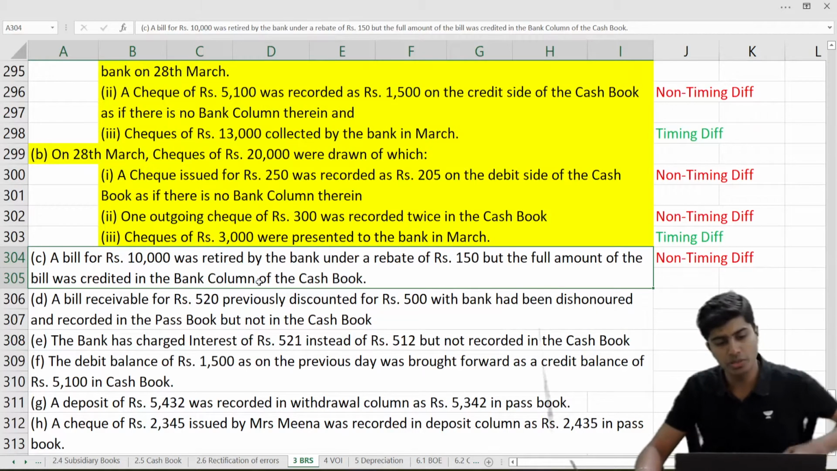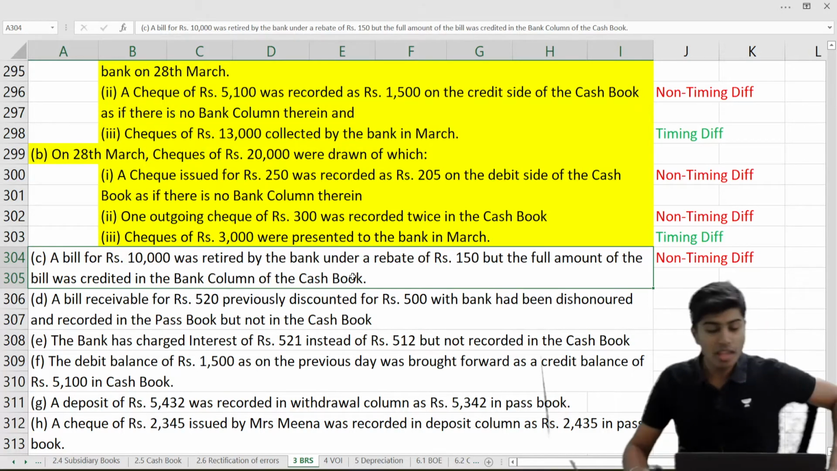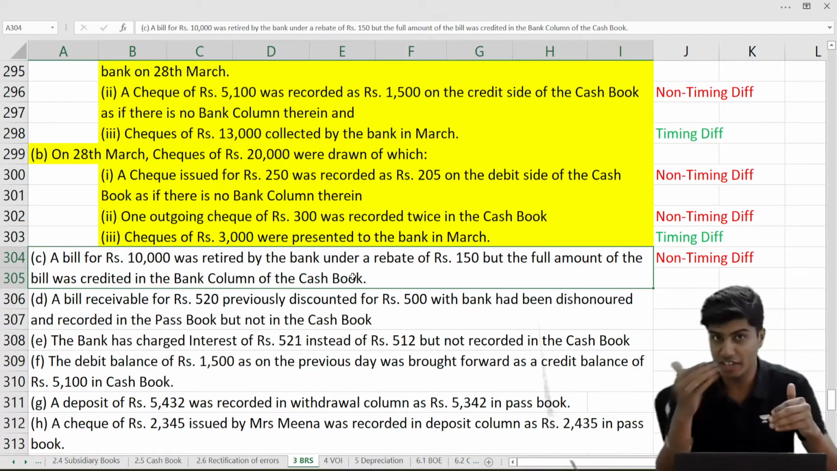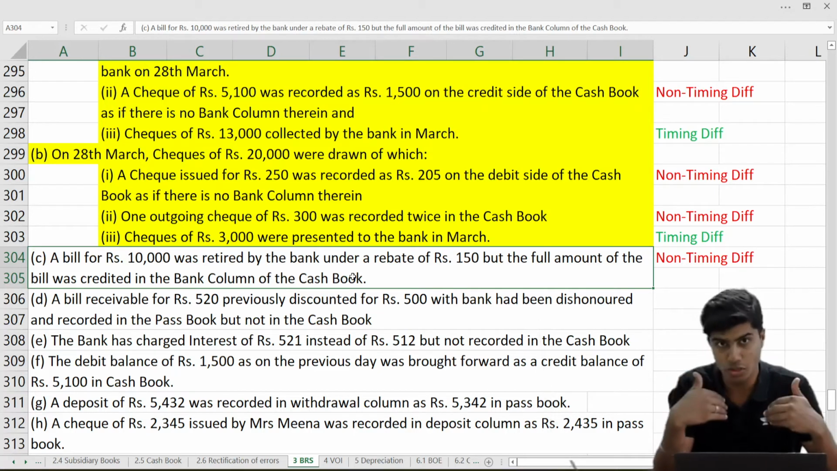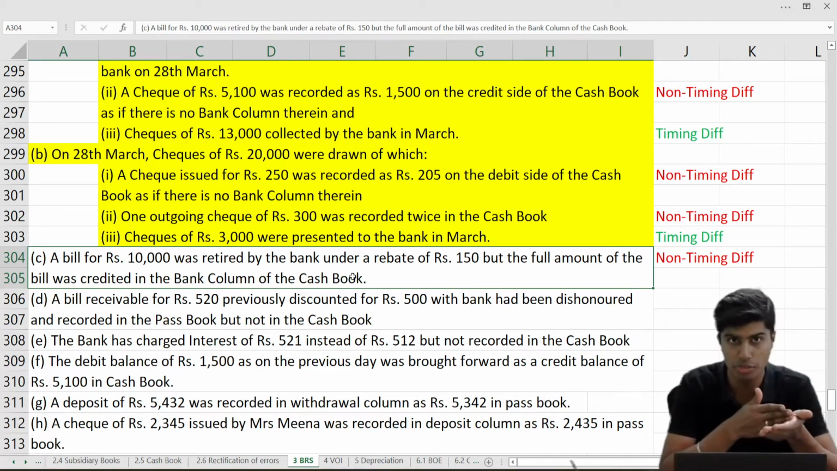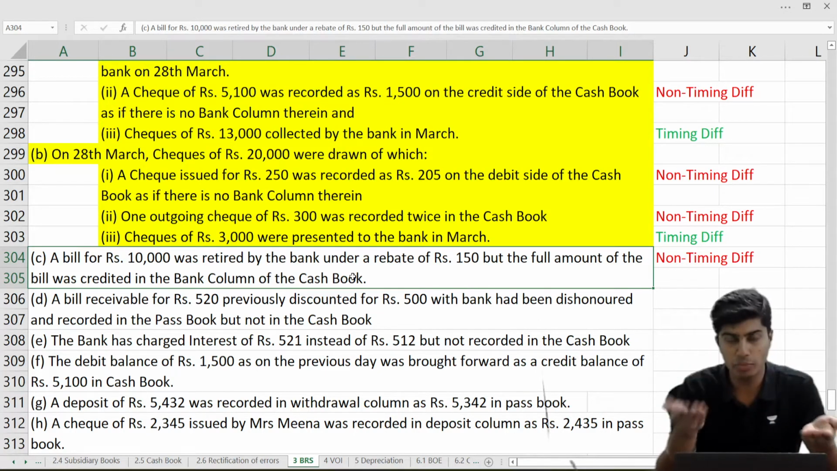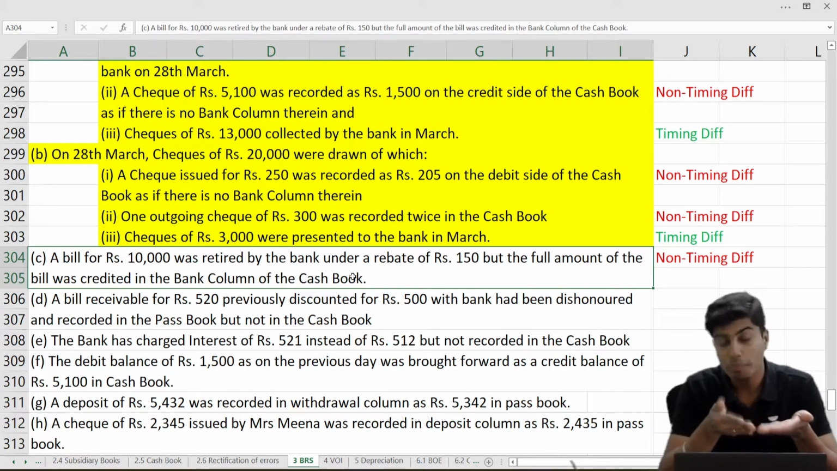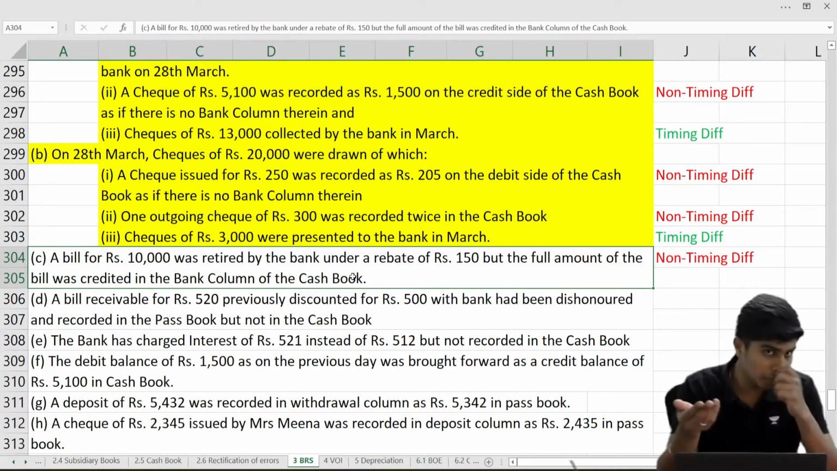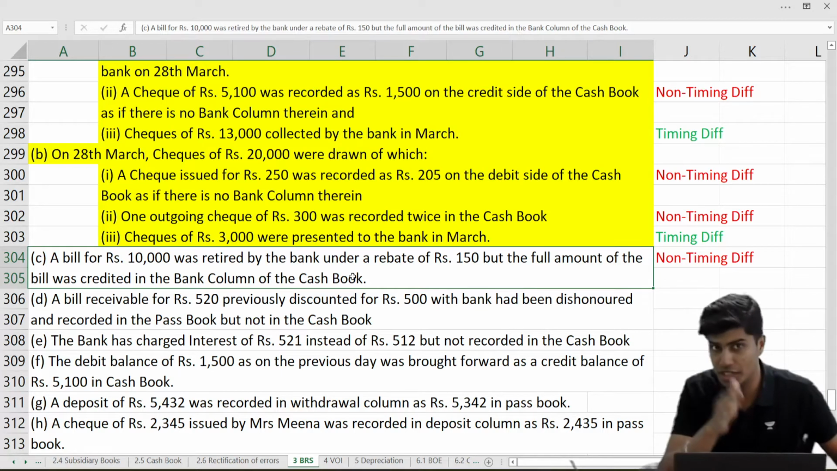A bill of rupees 10,000 was retired by the bank under a rebate of 150. Oh sorry, we have paid 9,850, and 150 rupees discount is received by us because we settled this bill before the maturity date. We had to pay money to the bank. We settled this before the maturity date, so we don't have to pay 10,000. We had to pay 9,850.